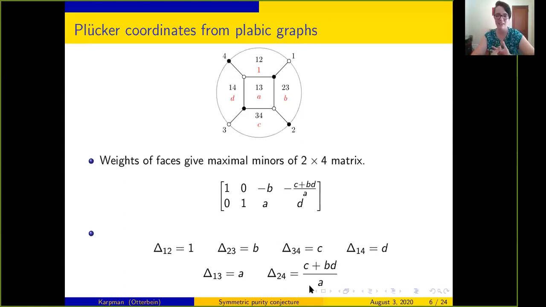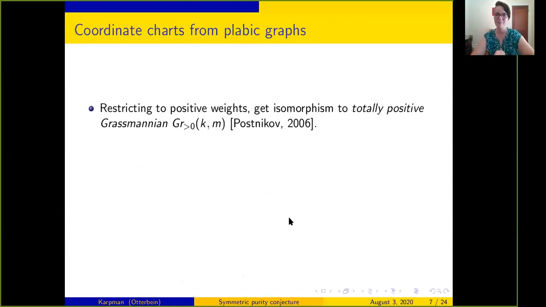So we're starting to see that connection to total positivity that was mentioned in the last talk: forcing the minors corresponding to these face weights to be positive forces all of the maximal minors of this matrix to be positive. So that's a very small example, but this is, of course, a much bigger story. In general, if we restrict to positive weights, we get an isomorphism to the totally positive part of the Grassmannian, so the part corresponding to matrices where all maximal k by k minors are positive.